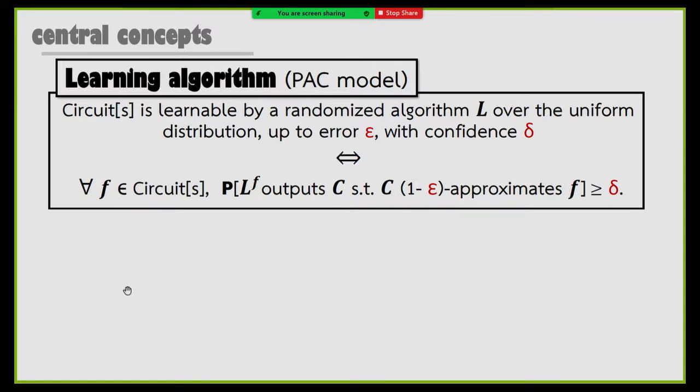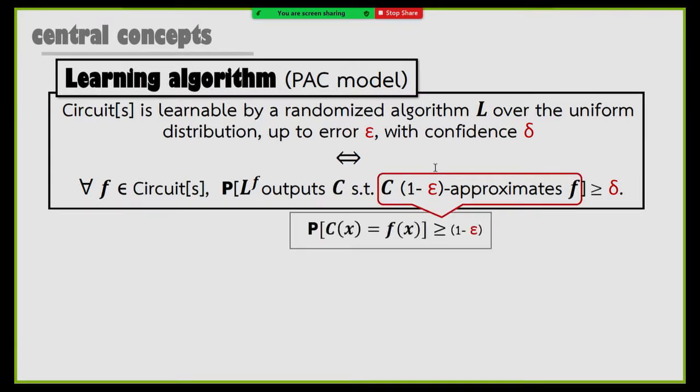This brings us to the notion of learning, which formalizes a closely related task. Igor already introduced this notion, but I will go through it quickly. So we say that circuits of size S are learnable by randomized algorithm L over the uniform distribution up to error epsilon with confidence delta. If for each function f computable by circuits of size S, the probability that the learning algorithm L, given oracle access to the Boolean function f, outputs a circuit C which 1 minus epsilon approximates the Boolean function f is at least delta.